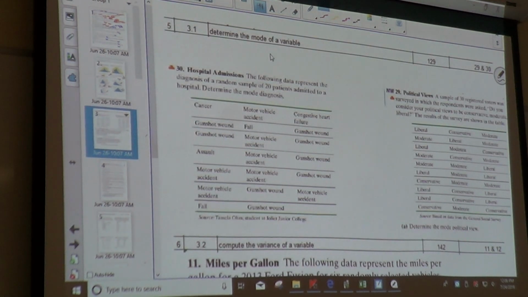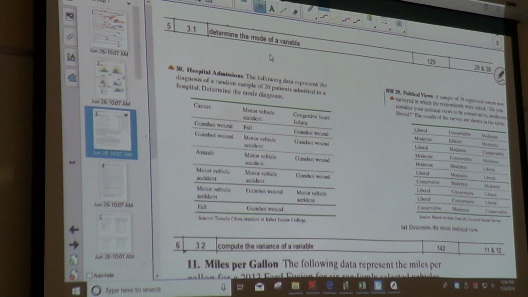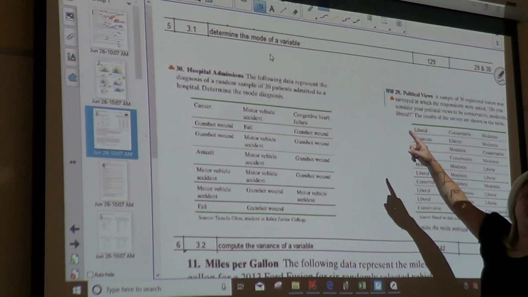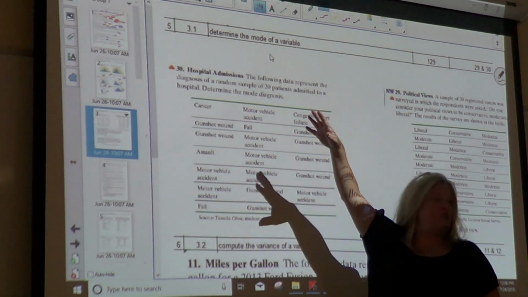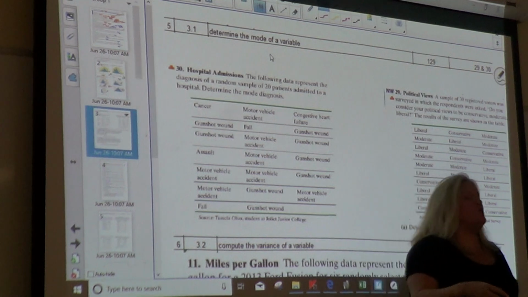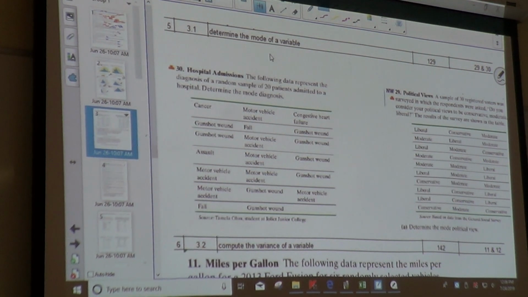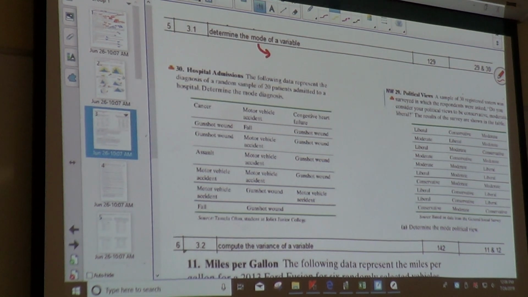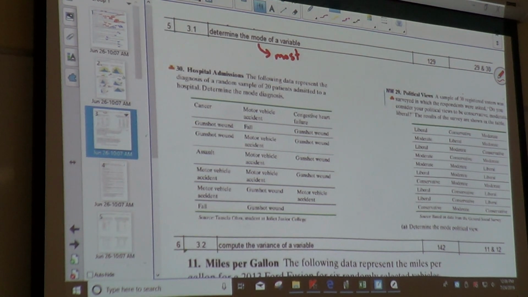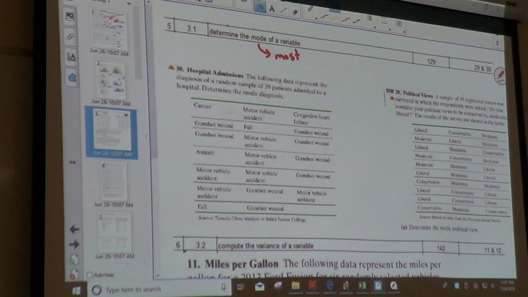All right, number 5. Determine the mode of a variable. Determine the mode of a variable. What does mode mean? The one that appears the most. Which one appears the most?